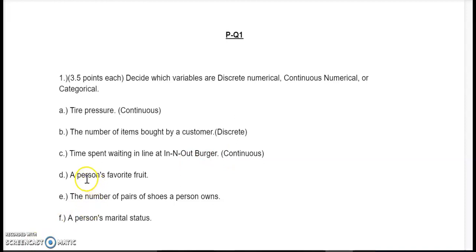Okay, next one is a person's favorite fruit. Well, that's going to be categorical, because it's not going to be a number. Next one, number of pairs of shoes a person owns. I guess we've already done this one also. This is discrete. And lastly, a person's marital status. Well, that's going to be categorical. Okay, I'll write that here.